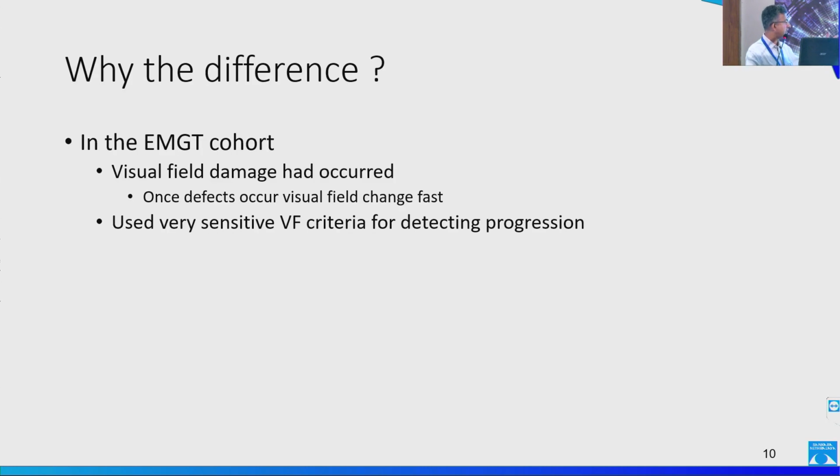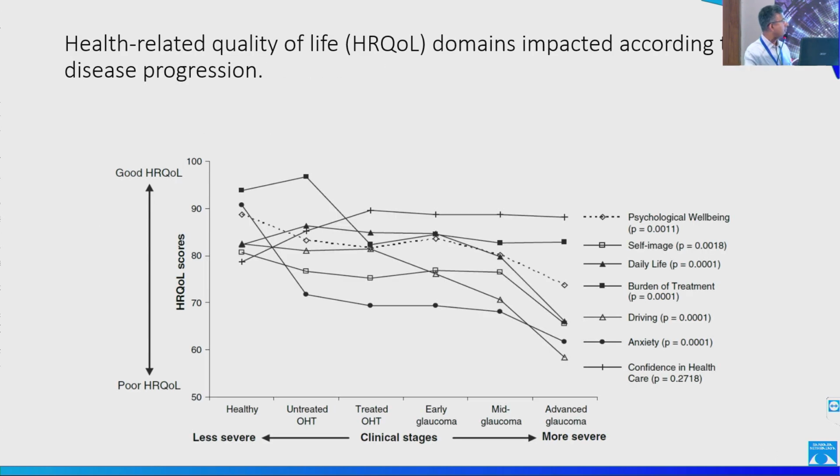And when you use a very sensitive field test like the EMGT test, you will find progression fast. And this is only to tell you that it's impossible to assess progression without looking at software. You need to have good software on your machines to look for progression, and you need to use it even if you have it. What about quality of life?